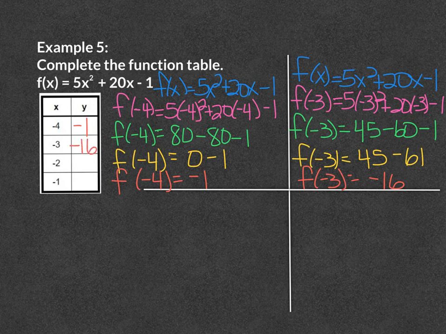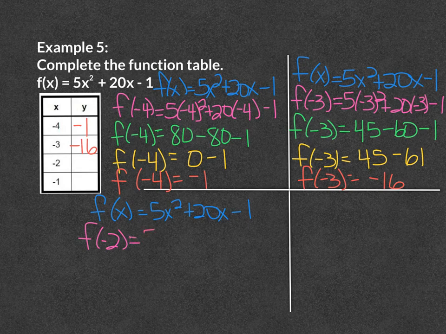Now I'm going to move on to the next one, which is negative 2. So I'm going to rewrite the equation. f of x equals 5x squared plus 20x minus 1. So wherever there is an x, I'm going to put negative 2. So I have f of negative 2 equals 5 times negative 2 squared plus 20 times negative 2, bring down negative 1.